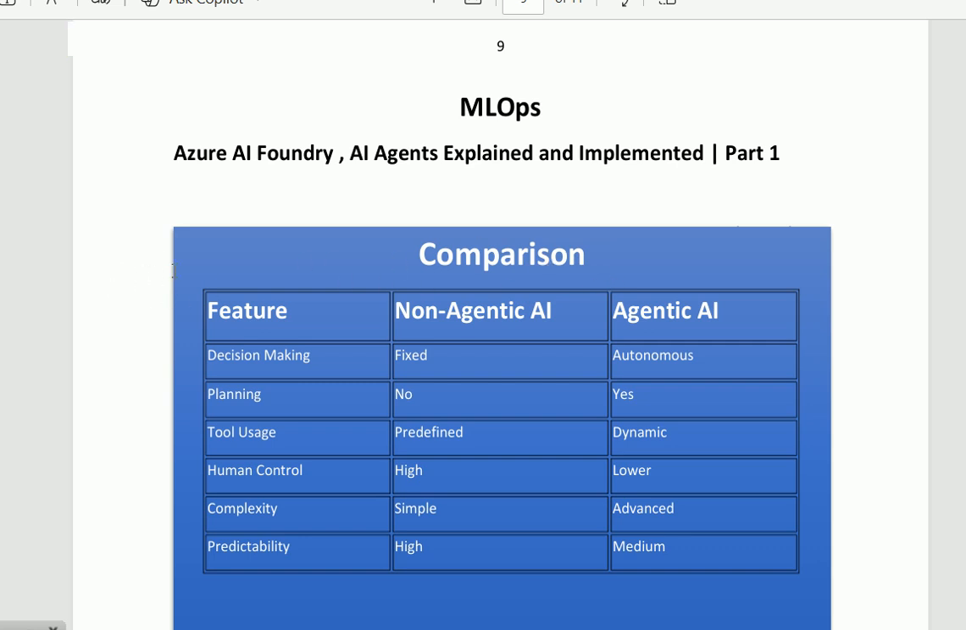For the decision making feature, the non-agentic AI is fixed, but agentic AI is autonomous. For planning, there is no planning in the non-agentic AI. There is a simple, straightforward question and answer. But in case of agentic AI, there is planning. For tool usage, in non-agentic we use predefined tools, but in case of agentic AI, we use dynamic tools at runtime. For human control, there is very high control on the non-agentic AI because every step is predefined and results are also predefined. But in case of agentic AI, there is lower control as compared to the non-agentic AI.